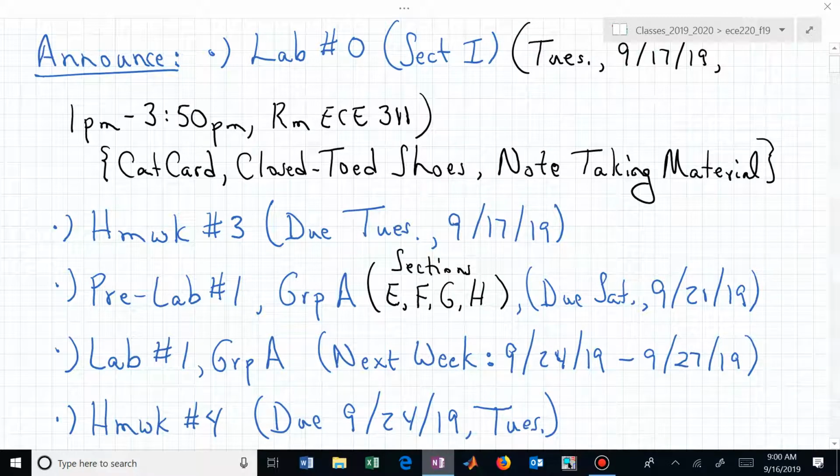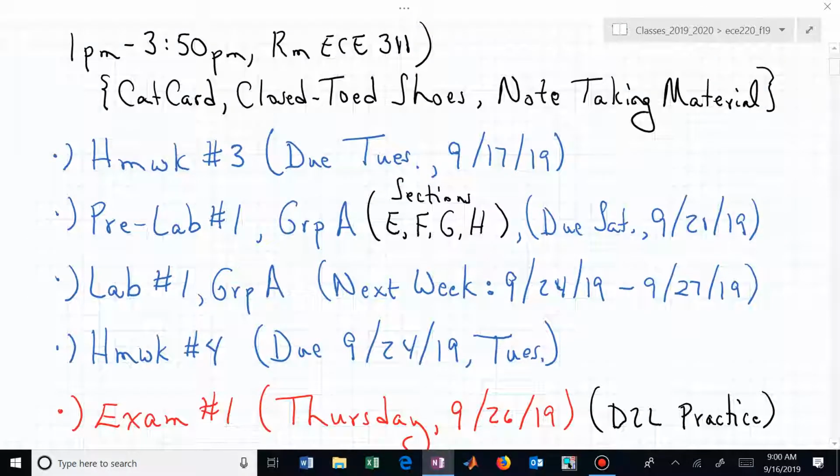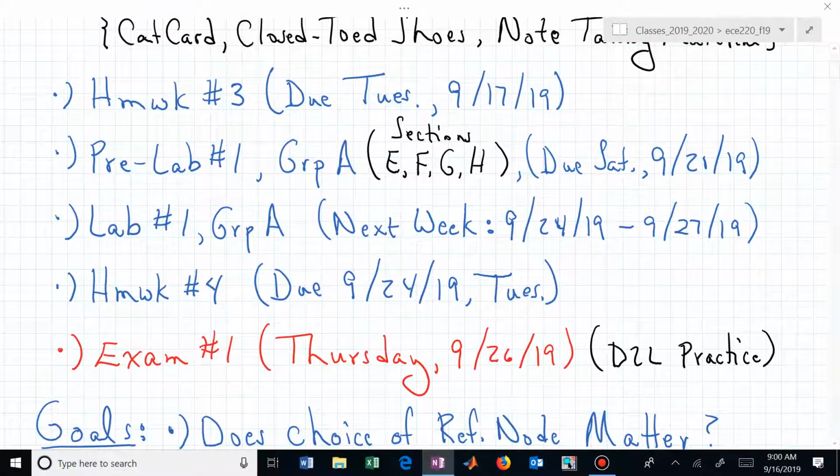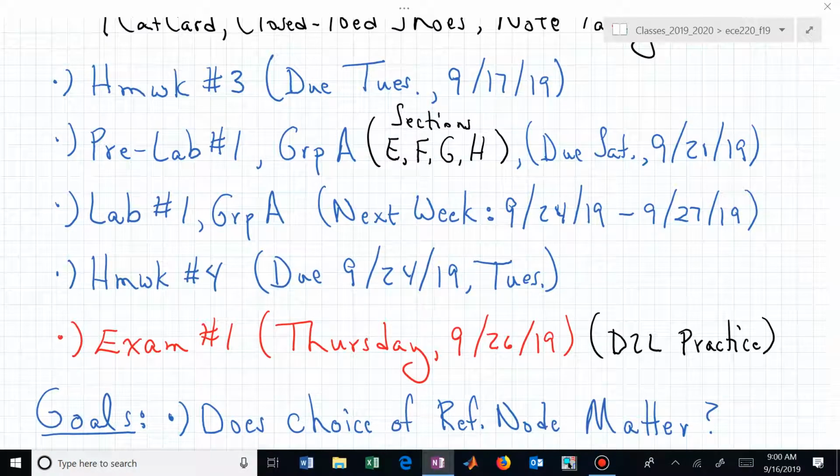If you're in section I, this is the week. Tomorrow is your lab. Make sure you show up with a CATCard, something to take notes with, and closed-toed shoes. Also happening tomorrow is homework number 3. That's due. And Group A, which is sections E, F, G, and H, your pre-lab is due this Saturday.